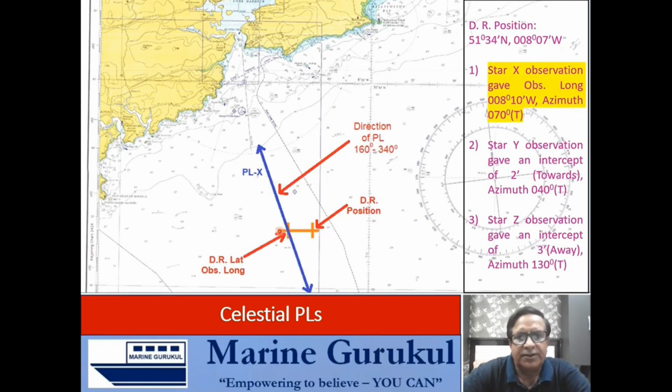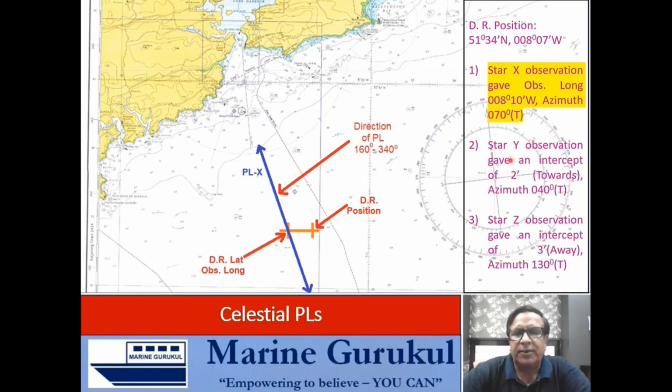You can see here, this is the DR lat. This one is the observed long. This one is the DR long. So it is where the DR lat intersects the observed long. Through this point, we draw the PL. Direction of the PL is perpendicular to azimuth. So if azimuth is 070 degrees true, we add 90 to it and subtract 90 to get the direction of PL as 160 degrees to 340 degrees true. And this blue line, with a single arrow at each end, becomes the PL for star X.